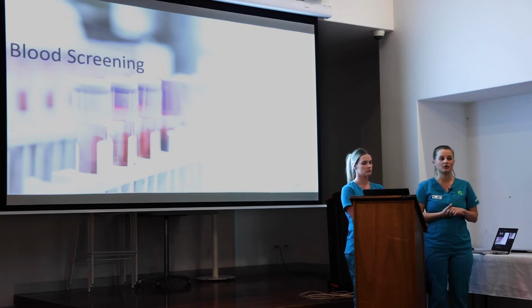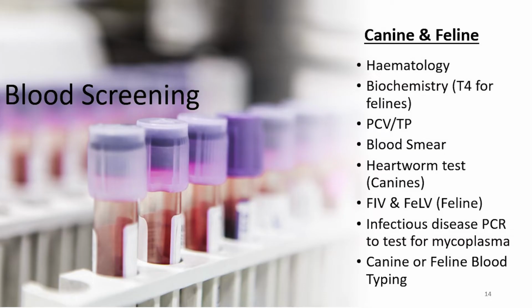Generally speaking, we're just looking for no sign of infection, inflammation or disease. So we want to make sure there's no heart murmur, all of our chest sounds good, the skin looks normal, and we want those lymph nodes to be normal in size as well. Our standard blood screening protocol that we run for canines is just a hematology, biochemistry, PCV-TP, a blood smear. We do a canine blood typing kit. We test for heartworm, and we will send out-of-house an infectious PCR to test for mycoplasma.